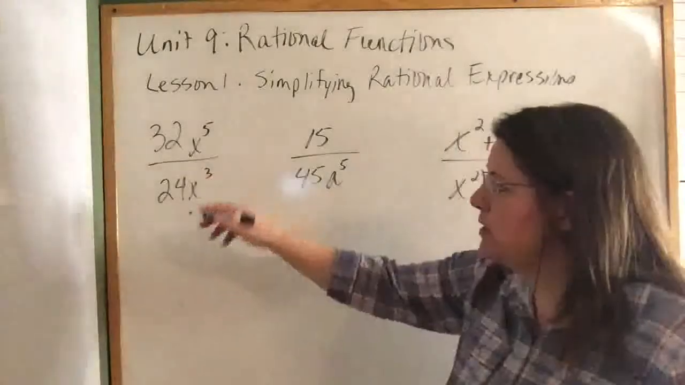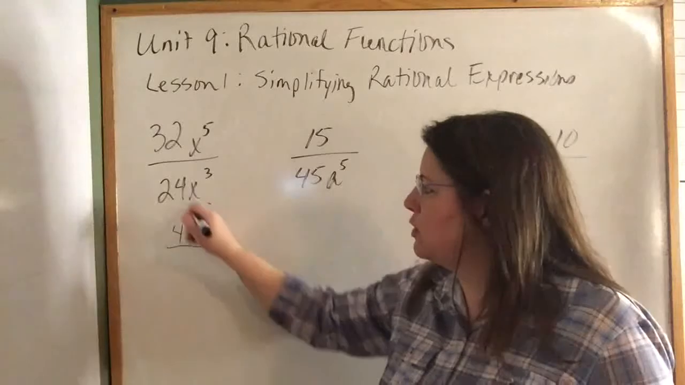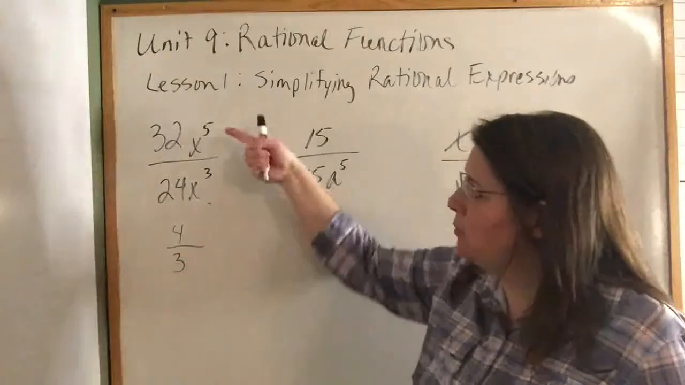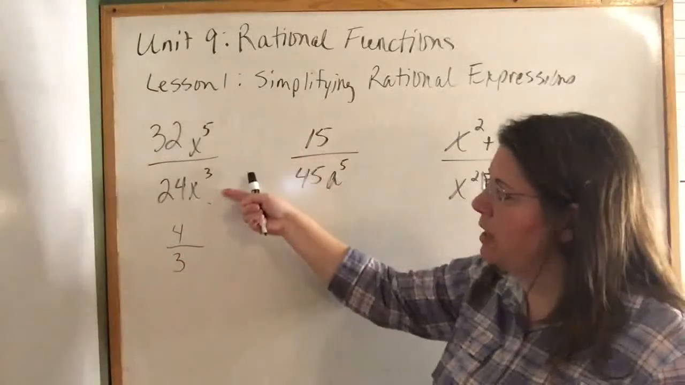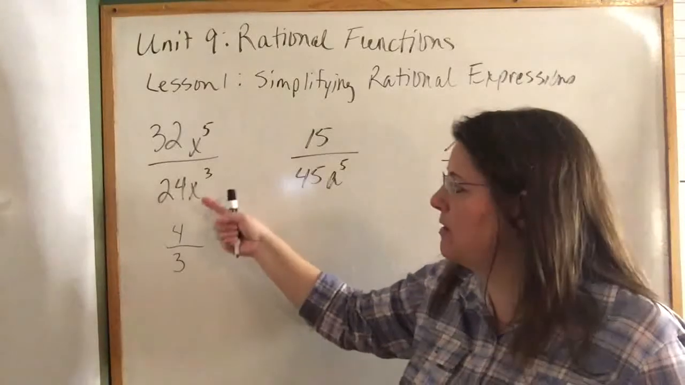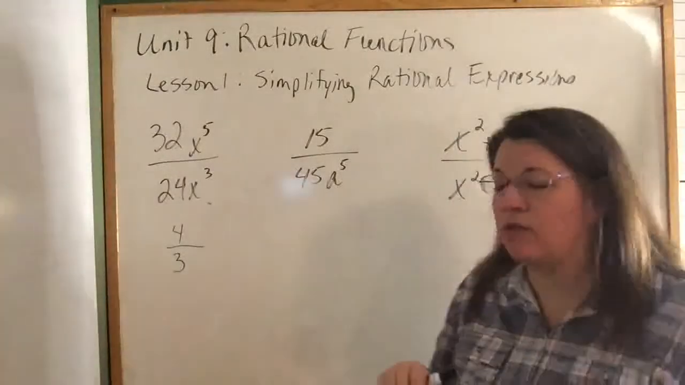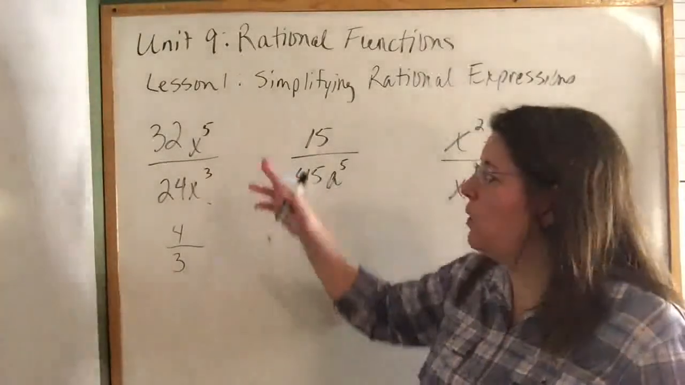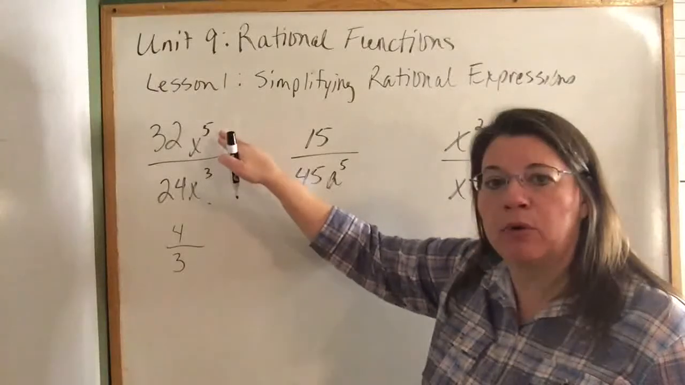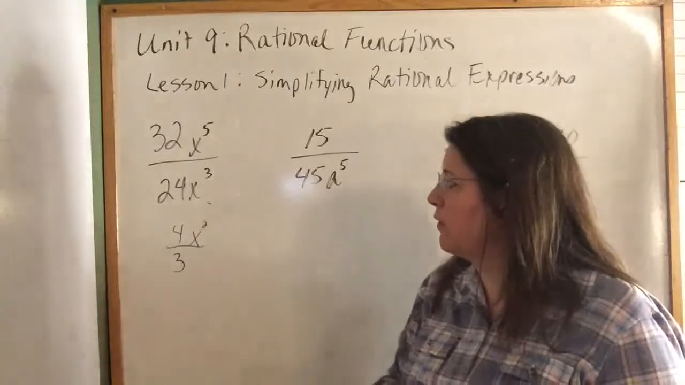Here, when we have something like this where we've got 32 over 24, I'm going to simplify the numbers first. 8 goes into 32 and 24. It goes into 32 4 times. It goes into 24 3 times. And then we have 5 x's on top, 3 on the bottom. So we're going to subtract the exponents from each other since the bases are the same. 5 minus 3 is 2. There are 2 left over. And we put the 2 leftovers where the exponent was the highest. So we have x squared left over on top.